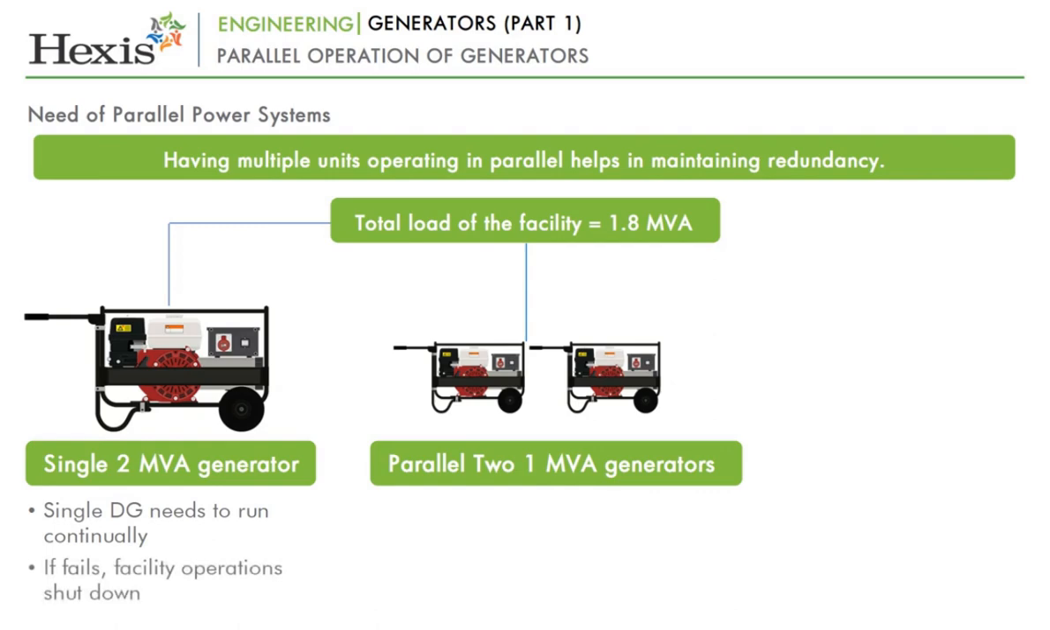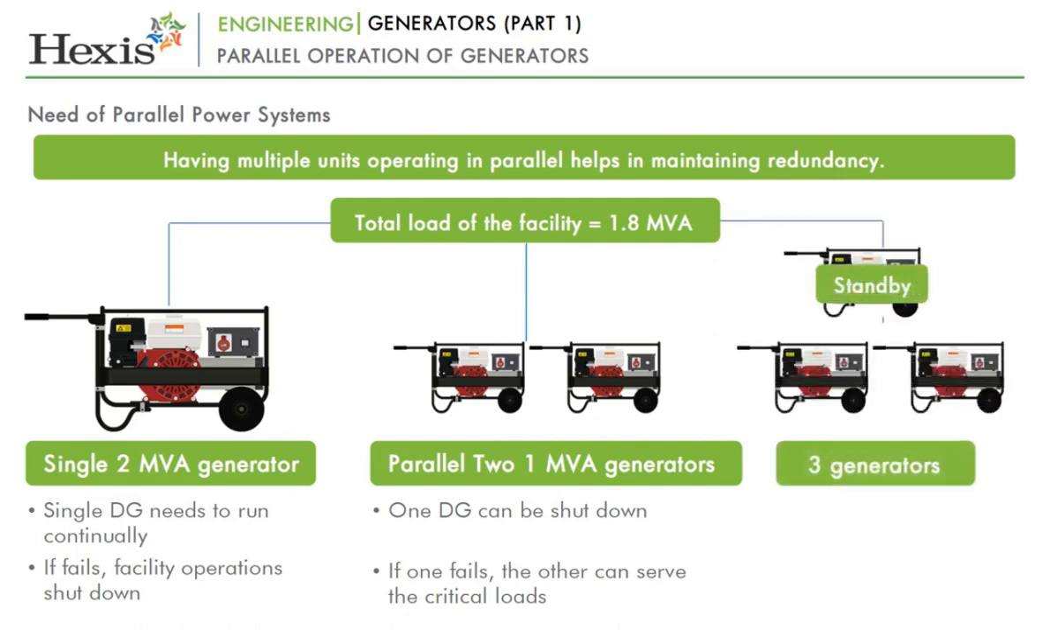However, in the second option, one DG can be shut down if the load requirement is less, and even if one DG gets defective, the other can continue serving at least the critical loads. Designers, however, opt for 3 DGs, with one acting as standby just in case there was a defect in the others, since some major DG defects normally will take a long time to be rectified.